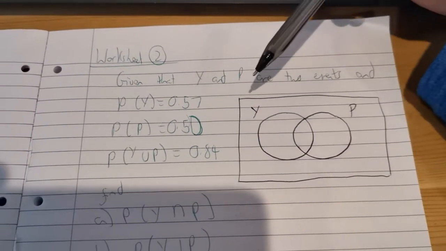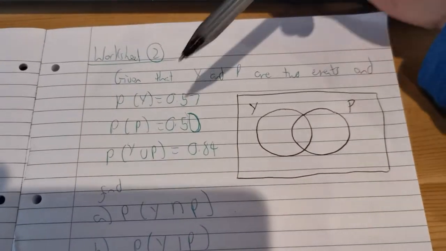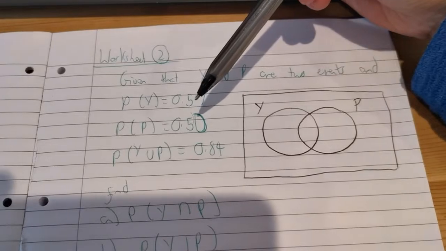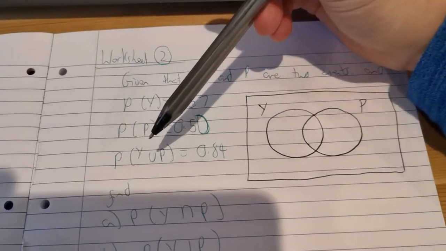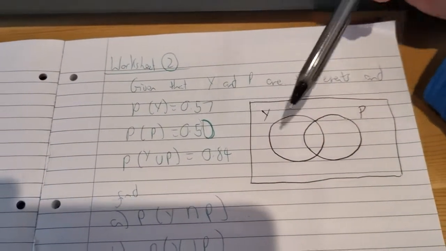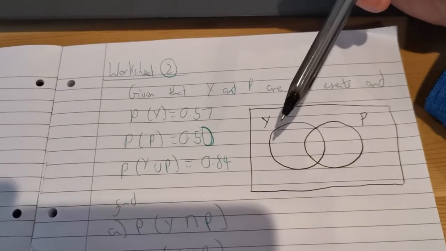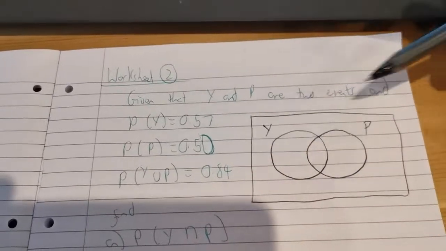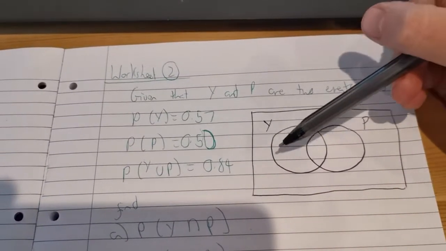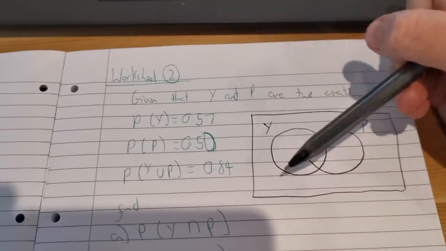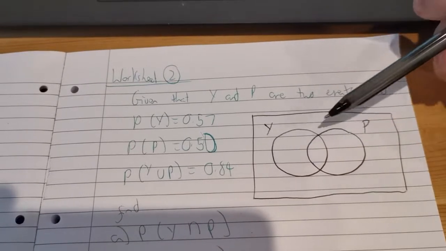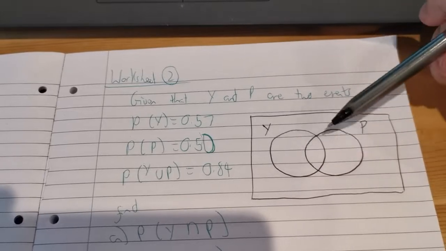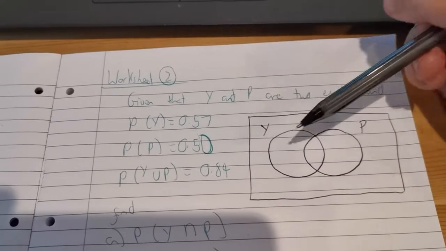So given that y and p are two events, and the probability of y is 0.57, the probability of p is 0.50, and the probability of y or p is 0.84, we need to fill in this Venn diagram. So this is slightly harder than if this was y and p, because this y or p includes everything here, okay? So everything in these two circles. So this circle and this circle, everything in there is y or p.